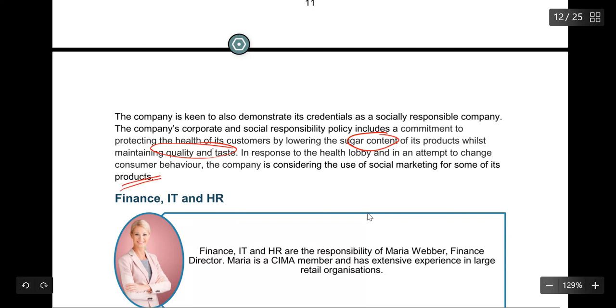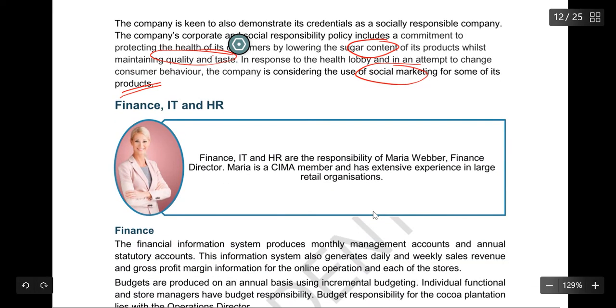So social marketing is given, students, so please remember the types of marketing like relationship marketing, social marketing. So please keep that in mind, students. Finance, IT, and HR. The finance, IT and HR is the responsibility of Maria Weber, the finance director. Maria is a CIMA member, students. So they have clearly mentioned CIMA member.